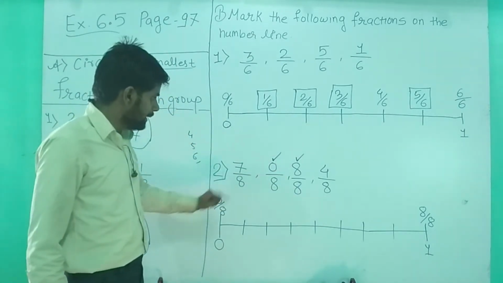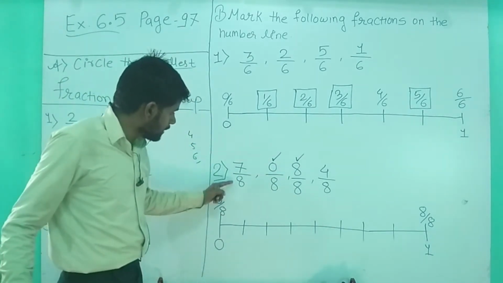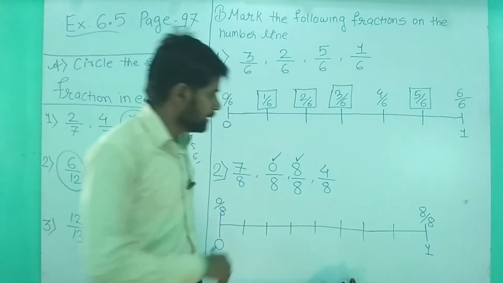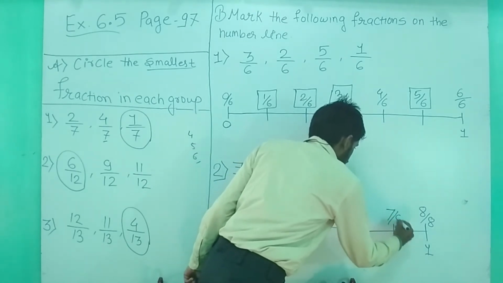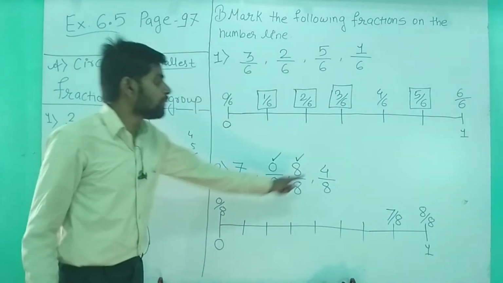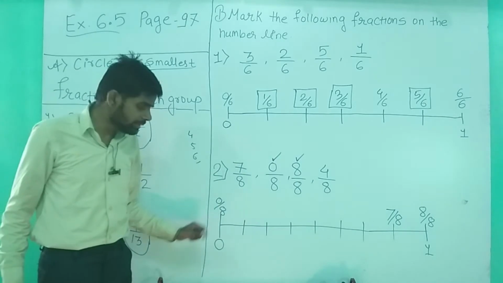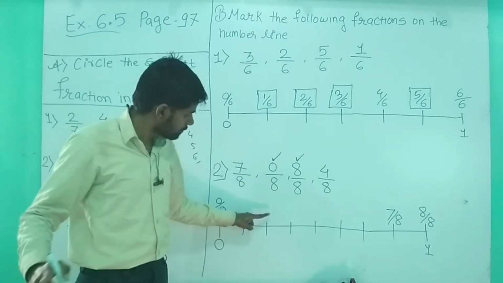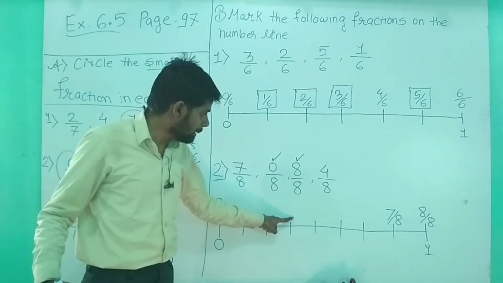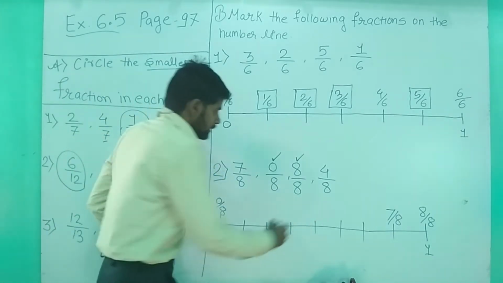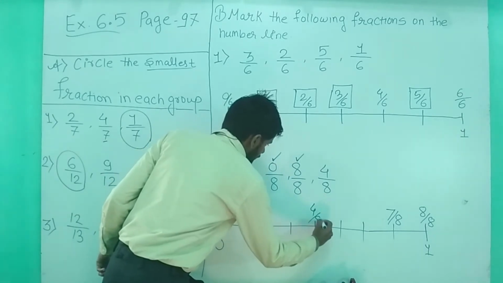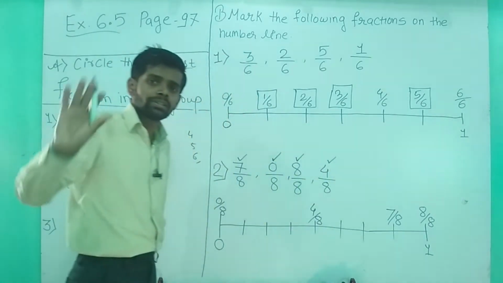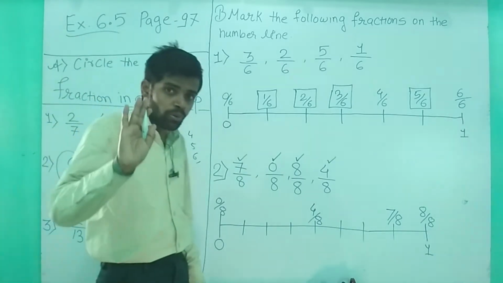Now we want 7 by 8. Okay dear, we want 7 by 8 and 8 by 8 के पहले वाला ही 7 by 8 है. So write down here 7 by 8. Okay. 4 by 8. If it is 0 by 8, then it is 1 by 8, 2 by 8, 3 by 8, and it is 4 by 8. So we will write here 4 by 8. Done. चारों के चारों को मैंने at their proper places fix कर दिया. Okay, I hope you understand.